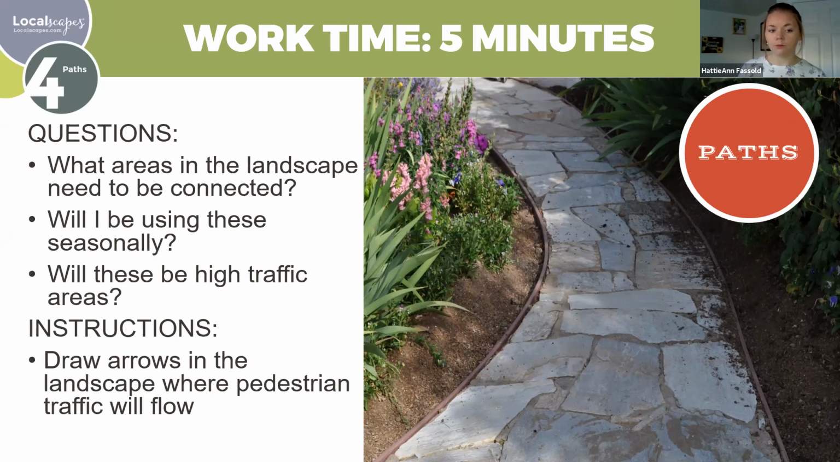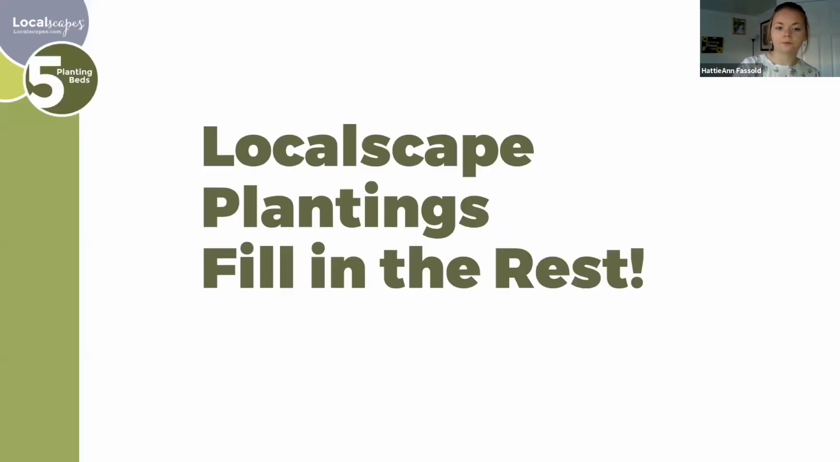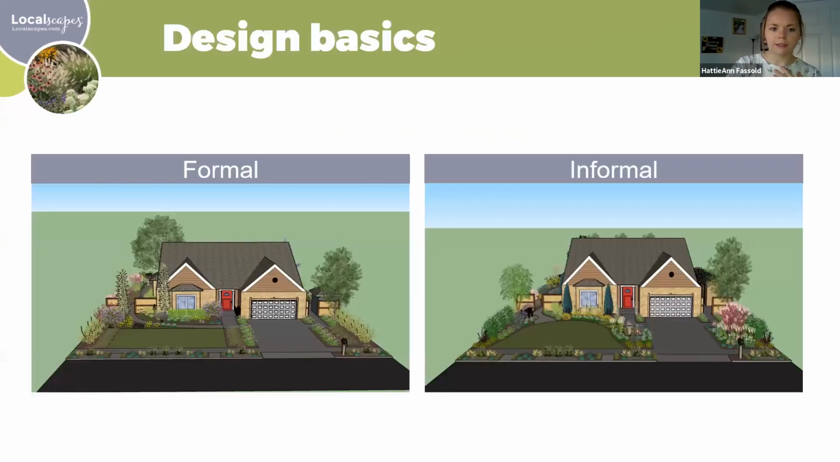And then, will these be high traffic areas, right? Usually the pathway to the front of your door can be considered a high traffic area. And for the conceptual design, you're just going to be using arrows. You'll draw an arrow to the place that you're connecting, draw a line, and then do an arrow to connect that pathway to show where the traffic is going to flow. And then your landscape plantings fill in the rest of your area, right? Let me see what my next slide is.